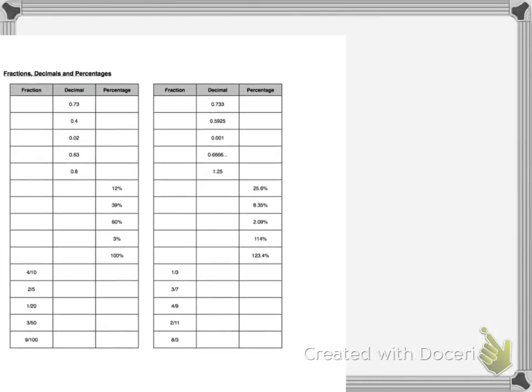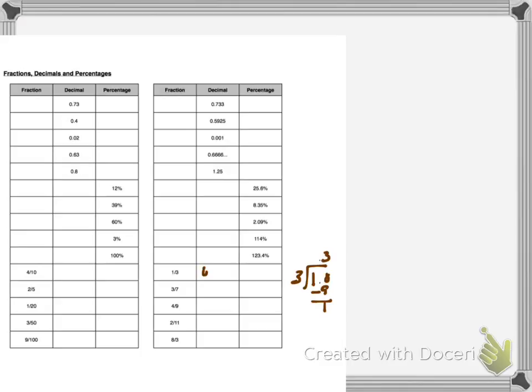Okay, 1/3 is 1 divided by 3, and hopefully you have this one memorized. This ends up being the repeating 0.3333. Right? And since we know that keeps going, we just go 1, 2, 33%.